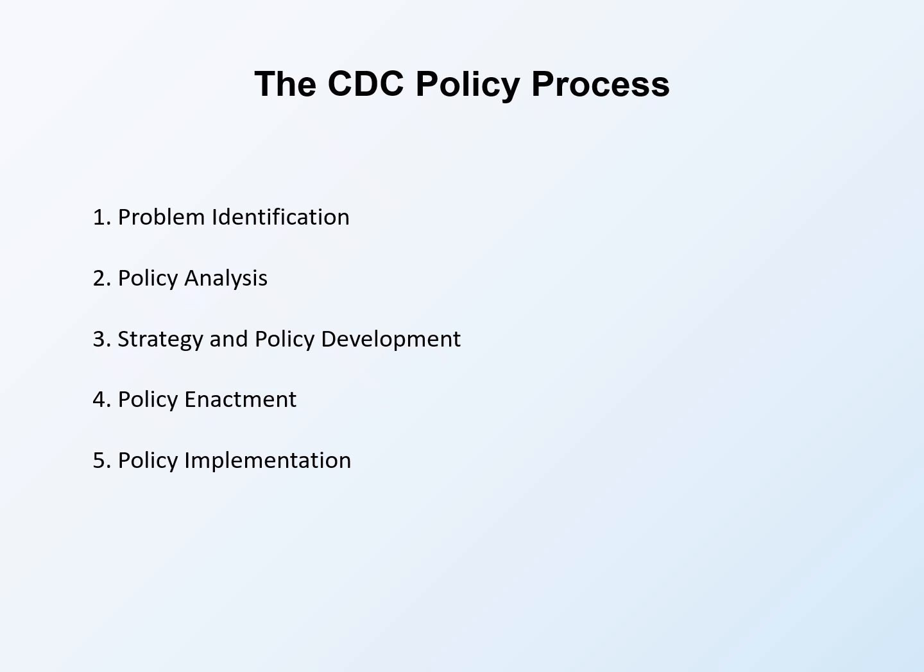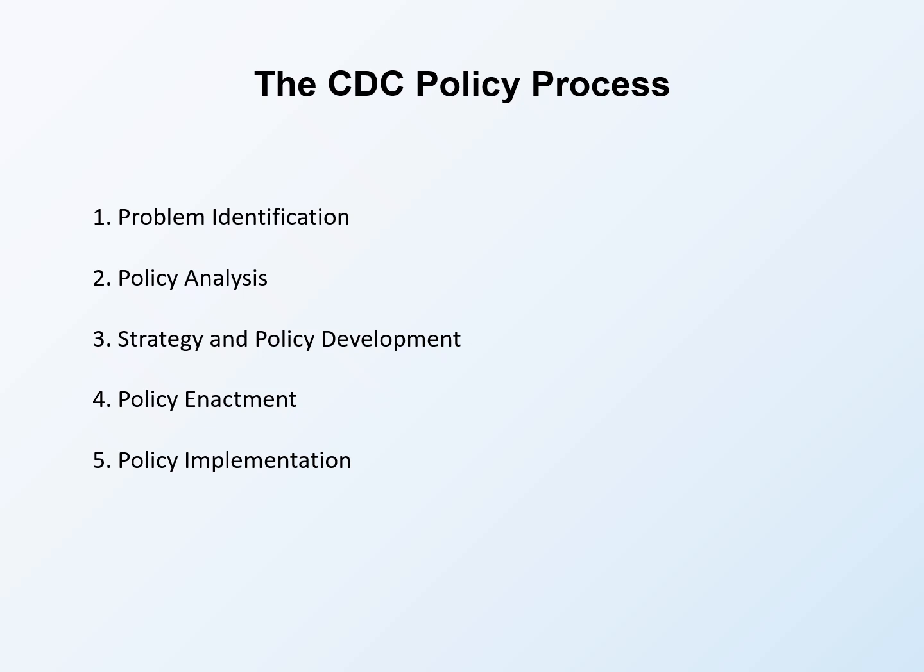The CDC defines the cycle in 5 domains. First, problem identification, realizing something is wrong. Second, policy analysis, figuring out what to do about it. Third, strategy and policy development, drafting the actual rule. Fourth, policy enactment, getting it passed. And fifth, policy implementation, actually making it happen. Surrounding all of these is stakeholder engagement and evaluation.